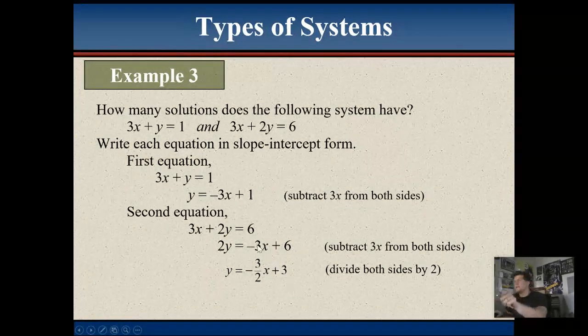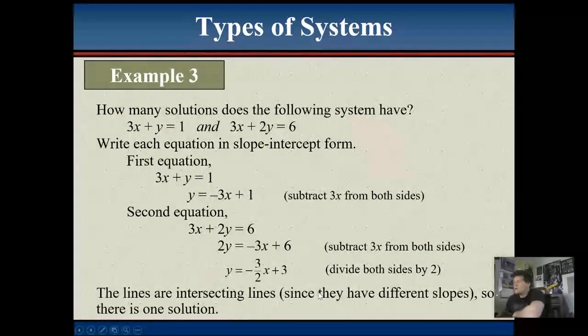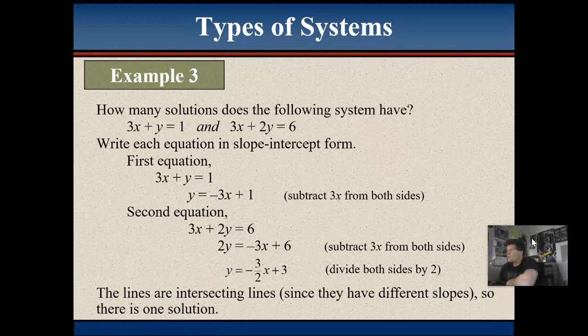Okay, so now looking at these equations, y equals negative 3x plus 1, and y equals negative 3 divided by 2 x plus 3. Those slopes are clearly different. One's negative 3, the other's negative 3 divided by 2. Way different. So since they are different slopes, we know they're going to intersect each other. So we know there's one solution. We could call this system consistent and independent.